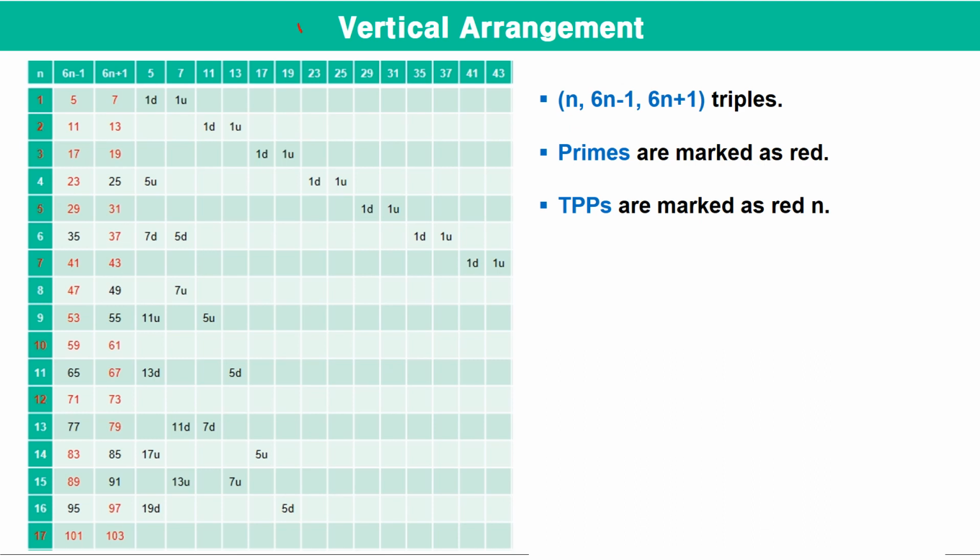The vertical arrangement consists of these 3 combinations: sequence, down number, and up number. And primes are marked as red. The red numbers are primes, and TPPs are marked as red n. If n is red, it is a twin prime.